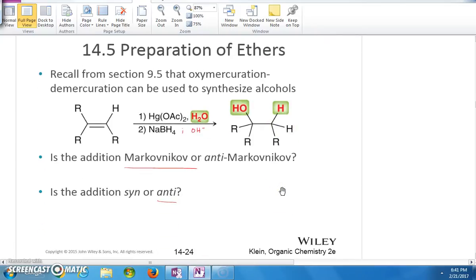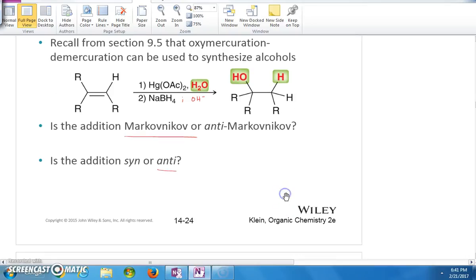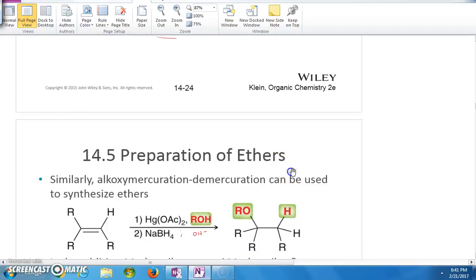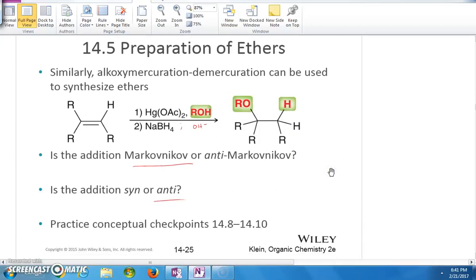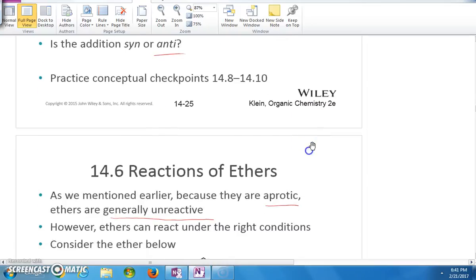Now, preparation of ethers. Recall from 9.5 that oxymercuration demercuration can be used to synthesize ethers. We already learned that, right? And the reaction goes Markovnikov's, and it is believed that the addition is anti. So basically, that's what it is. Oxymercuration demercuration. That's not new to any of us.